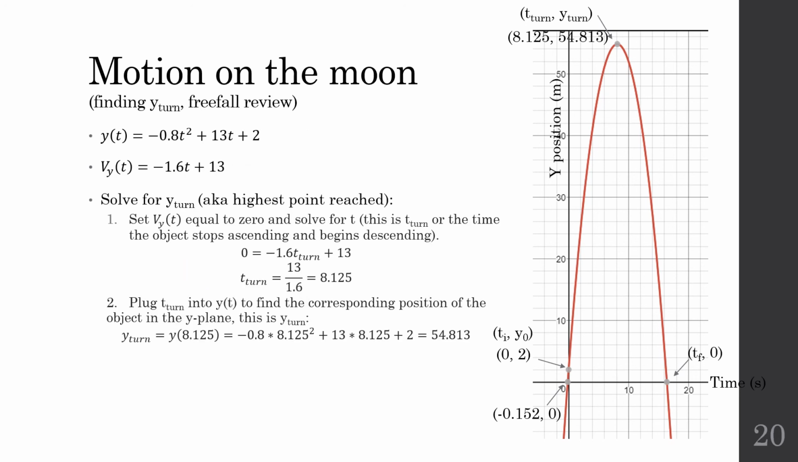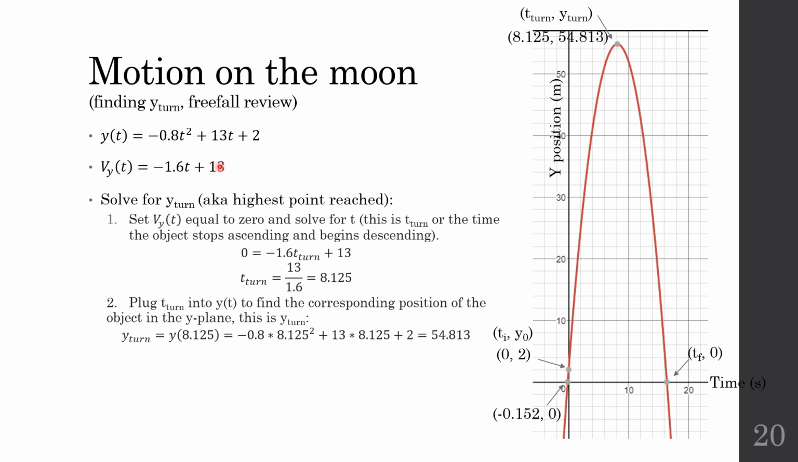All right, so let's do a free fall review problem where we're trying to find y turn. That's going to be the highest point of our motion. In order to solve for y turn, first we need to set Vy of t equal to 0. That allows us to solve for t, or t turn specifically in this case. So we set Vy of t equal to 0.